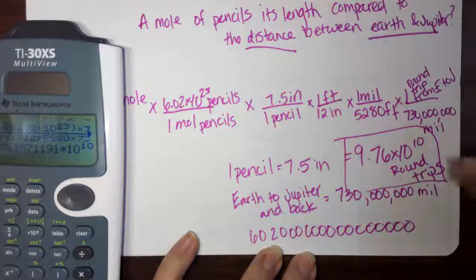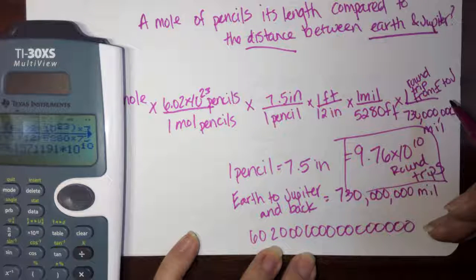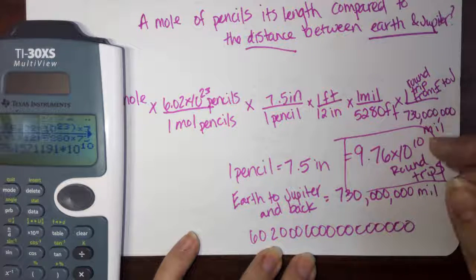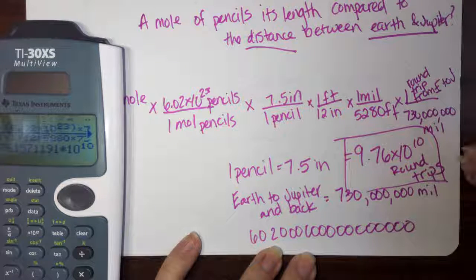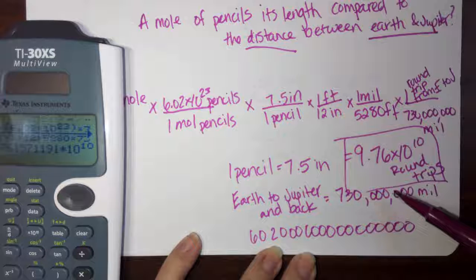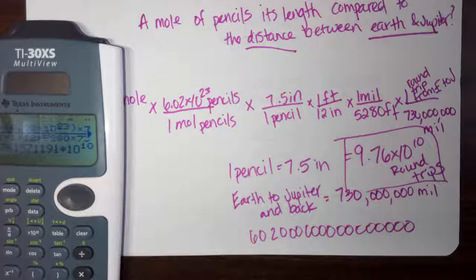But when you think about it, that is a lot of pencils at 7.5 inches each, and so we can make that 730 million miles with no problem multiple times because of it. So hopefully this helps explain how you're supposed to set everything up and convert from moles of one object to another object. If you have any questions, come see me.